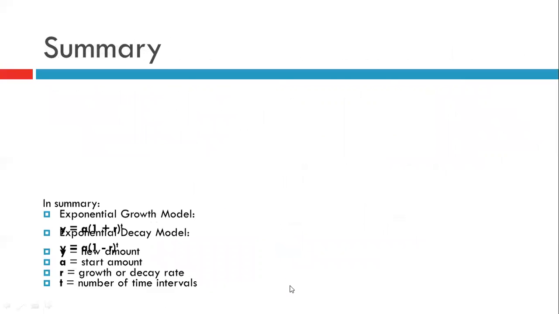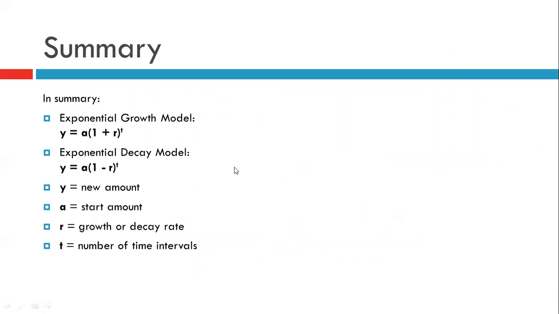In summary, we've been talking about two different equations, but they're very similar. One for exponential growth with a plus sign in the middle, and one for exponential decay with a minus sign in the middle. In both equations, y represented the new amount, a represented the start amount, r represented the growth or decay rate, and t represented the number of time intervals.